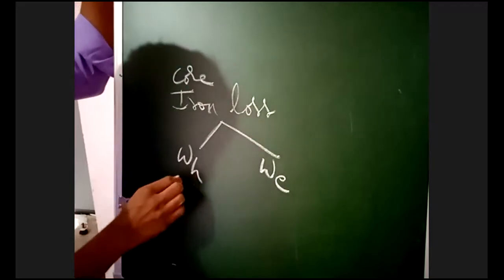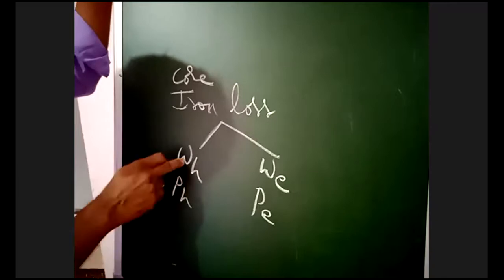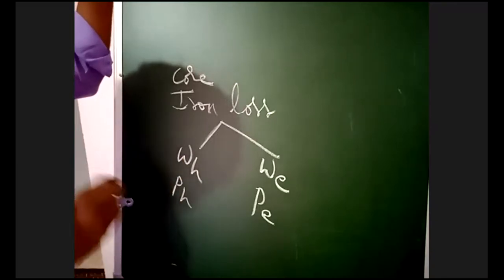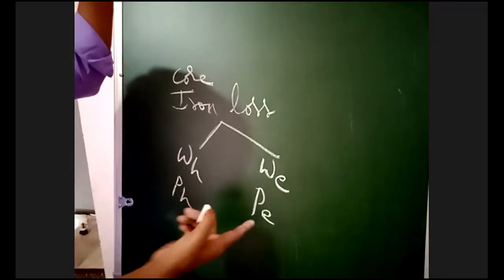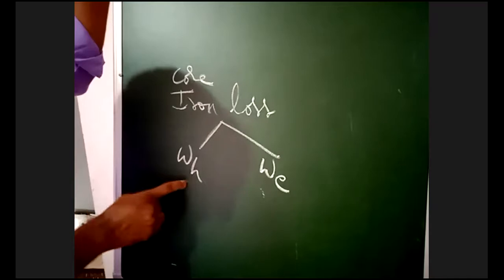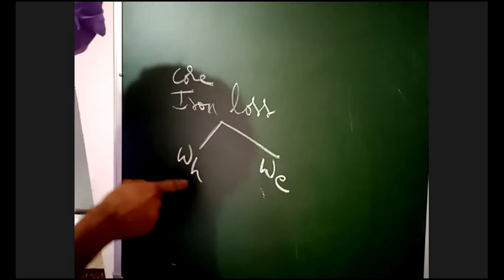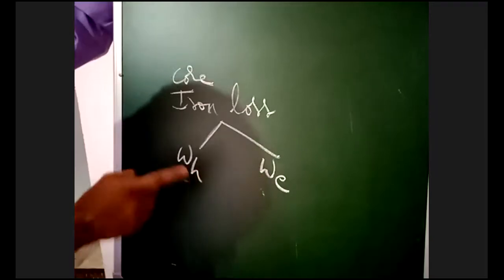WH can also be represented as PH, power loss. WH means hysteresis power loss. The other notation is PH or PE, anything you can represent, but generally in textbooks they represent it as WH and WE. These two are the power losses: hysteresis power loss and eddy current power loss. First we will see eddy current loss, then we will go for the hysteresis loss.